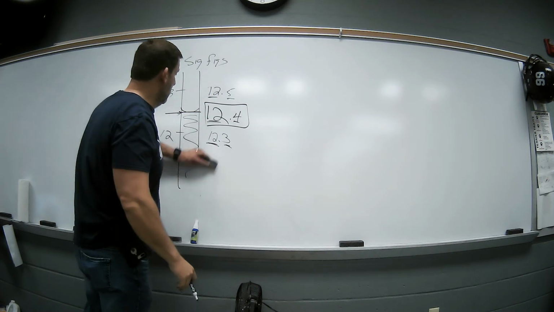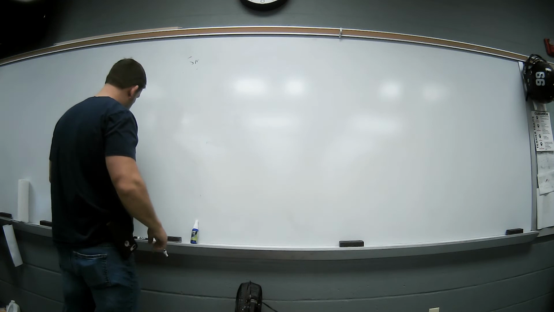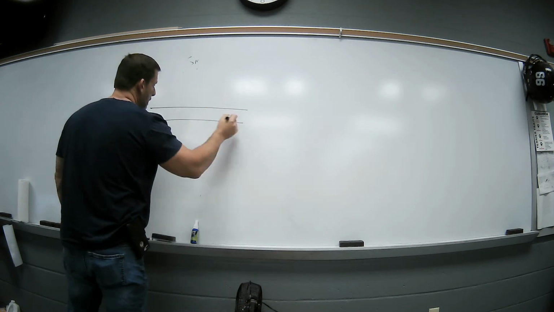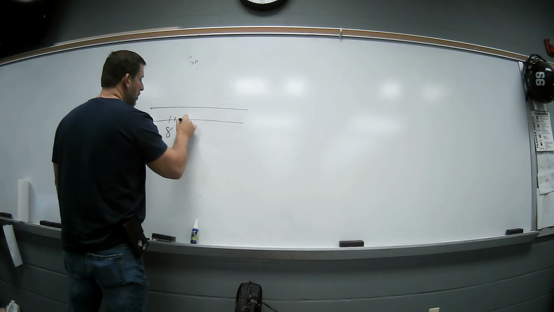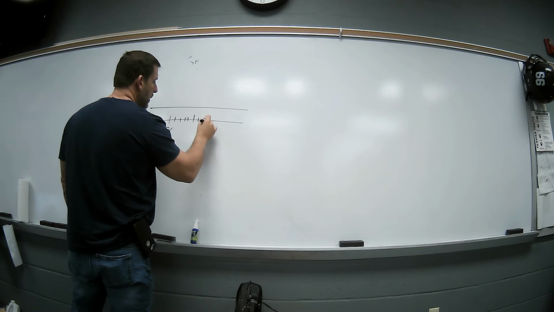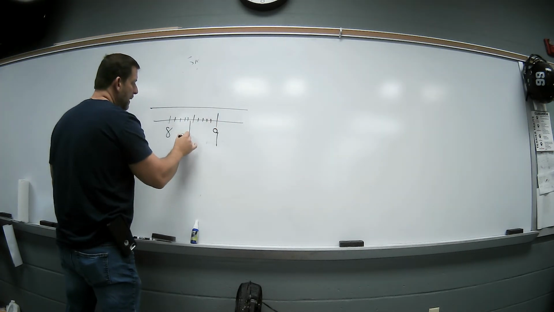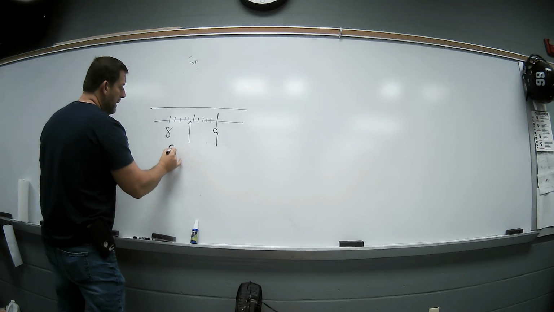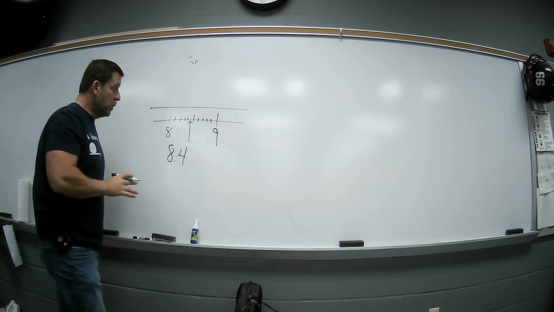So if I have something that looks like this, let me make up another one. I need better erasers here. Let's suppose I have something that looks like this. Let's suppose this is 8, with 1, 2, 3, 4, 5 marks, and this is 9. And I want to know the reading right here. What do I know is certain? 8.1, 2, 3, 4. 8.4 is certain.